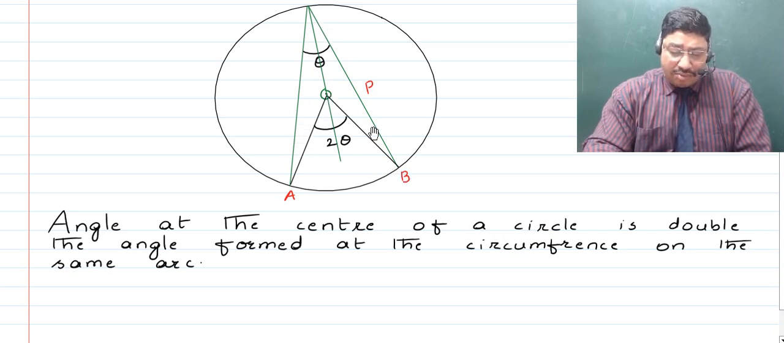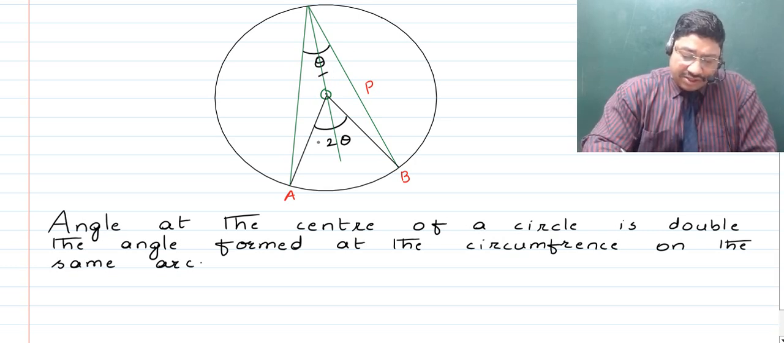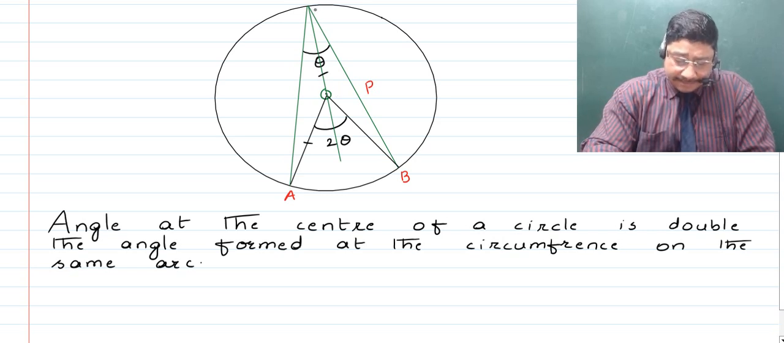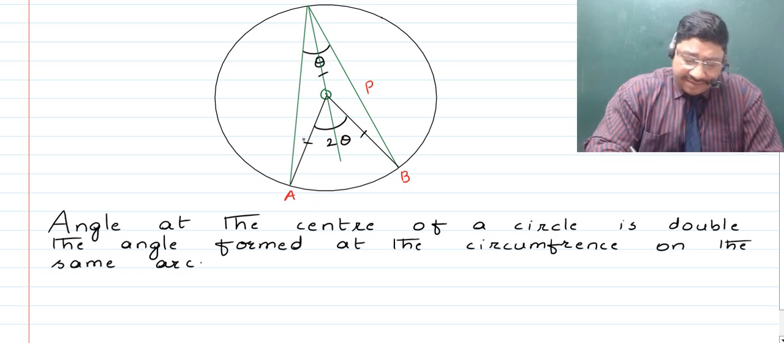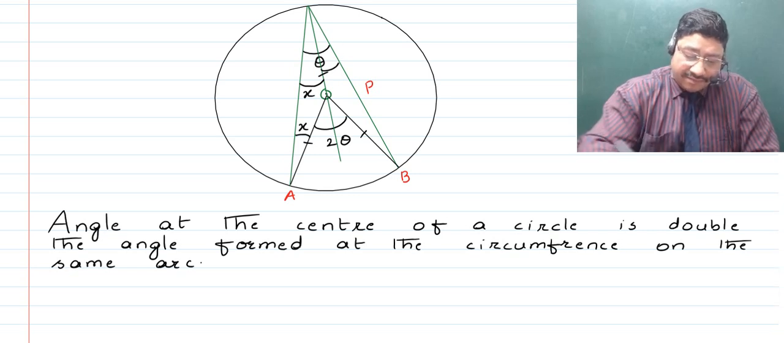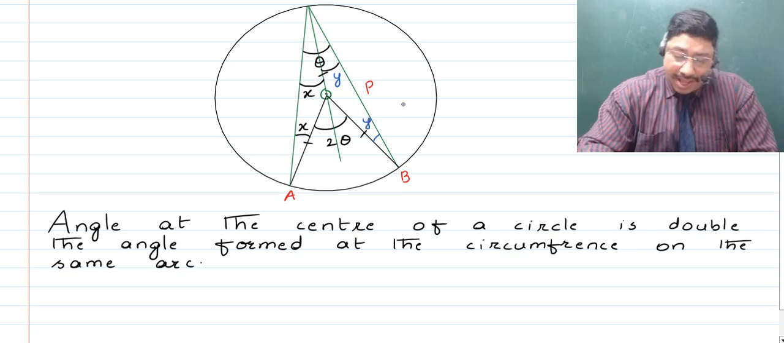Now if we talk about both of these triangles, there is a speciality: both of these triangles are isosceles triangles because PA is equal to PC, and similarly PB is equal to PC. So both of these are isosceles triangles. Now if we consider this angle to be, say, x, obviously this angle also is going to be equal to x. And similarly, if we consider this angle to be, say, y, then obviously this angle also is going to be equal to y.